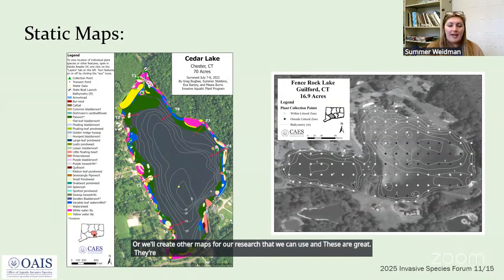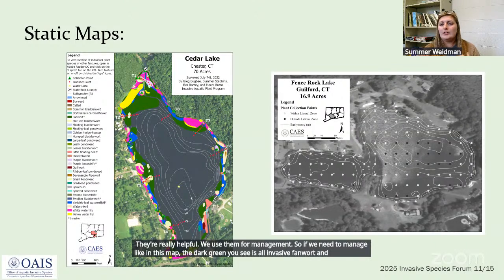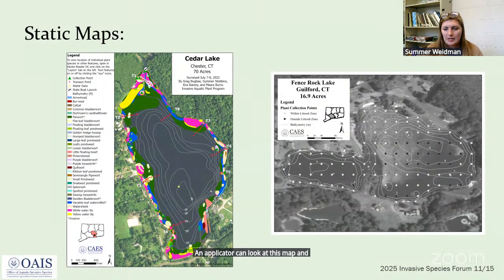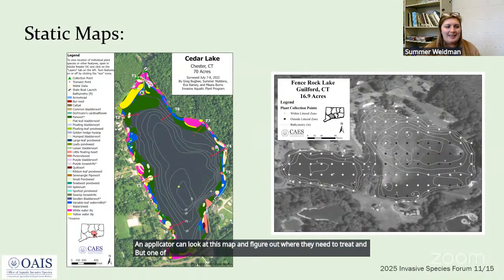We use them for management. So if we need to manage, like in this map, the dark green you see is all invasive fanwort, and an applicator can look at this map and figure out where they need to treat. But one of the issues with it is that it's not interactive.